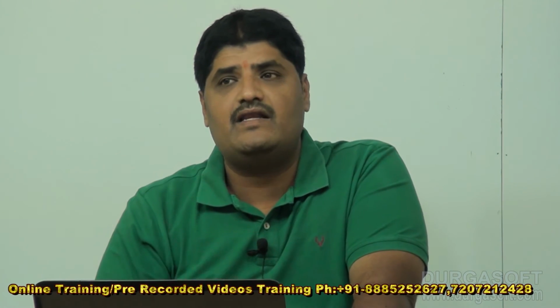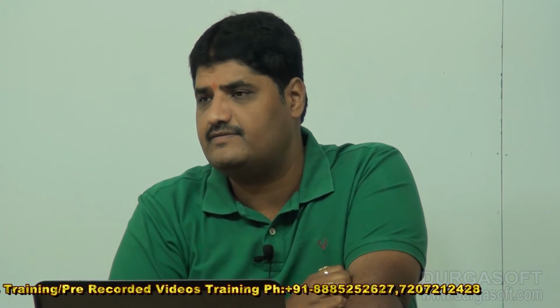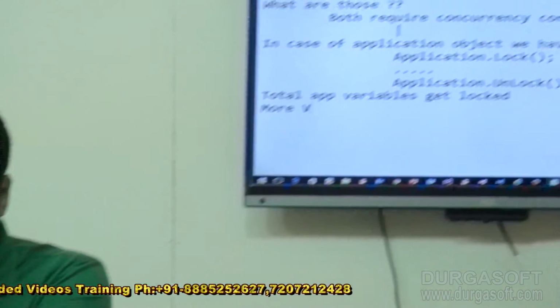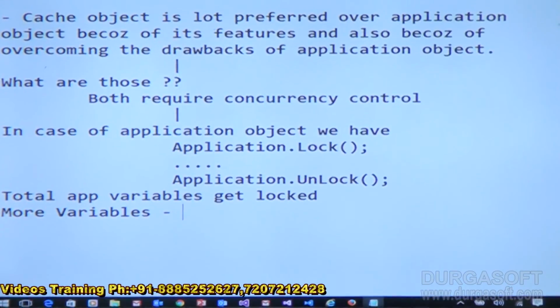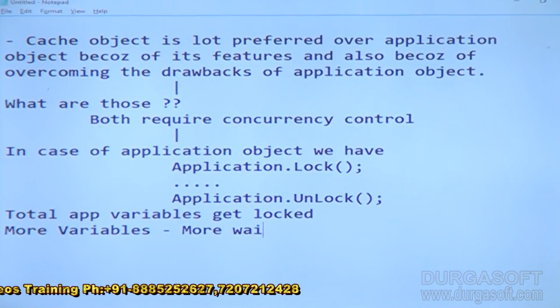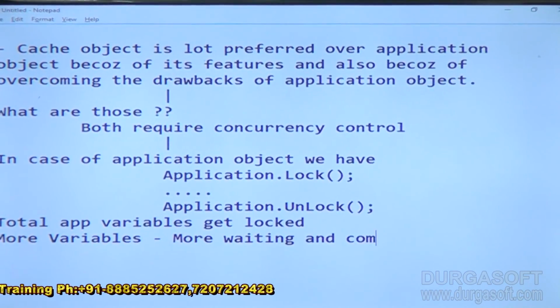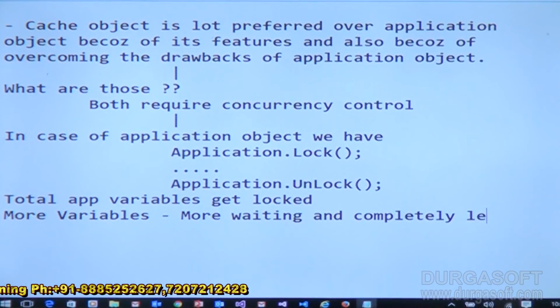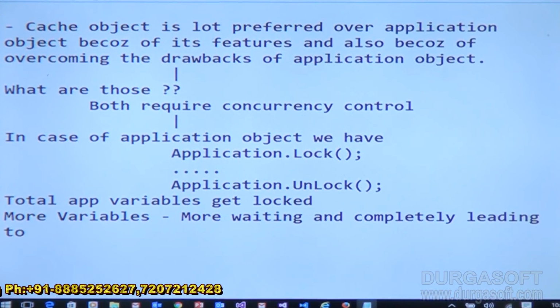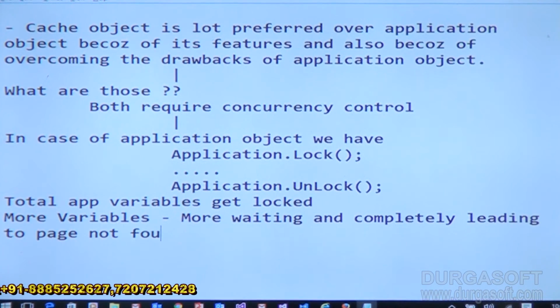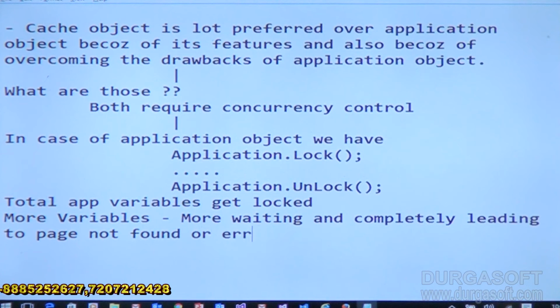So that's why fewer app variables, good application, was our old policy. Fewer global variables, they used to tell a lot. So the total app variables get locked, more variables, then more waiting, and completely leading to page not found, or errors.